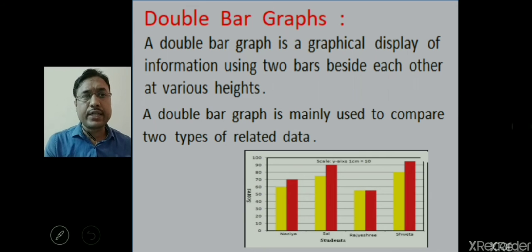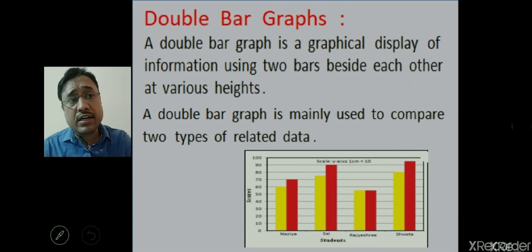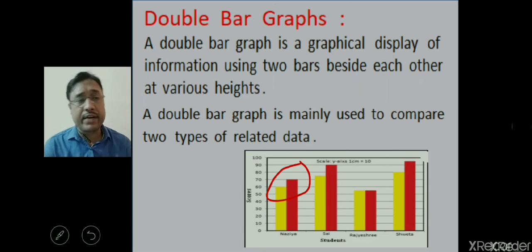You can see the students here, and their scores in an examination are shown, such as Nadia, Sai, Rashri and Shweta. For these students, their scores are shown, and the scale taken is 1 centimeter equals 10. Here you can see the two bars in a pair, yellow and red. They are showing the related data of one student only. Maybe in two different subjects, mathematics and science, or mathematics and English. So these two marks are related data to Nazia only.